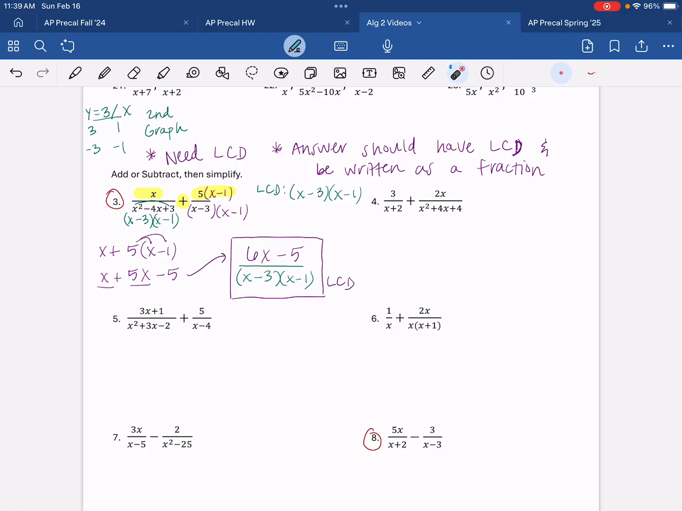When we first did these, we always wrote them as fractions in every single step. But if you just want to focus on simplifying that numerator, once you know the common denominator, it can save you some time and some brain power.